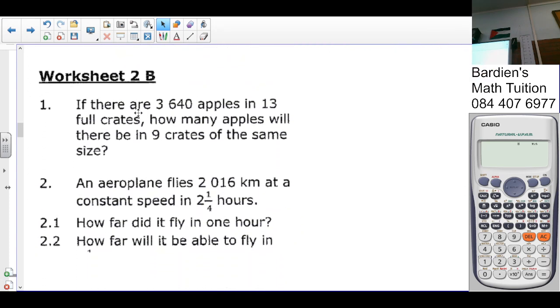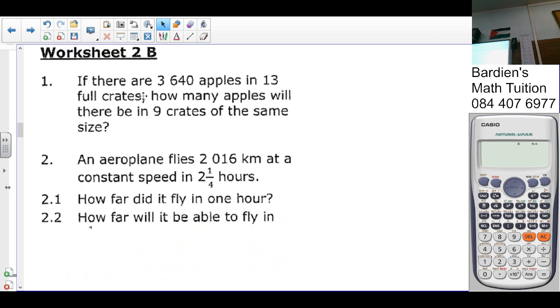Then I asked you to do 2B. Correct? If there are 3,640 apples in 13 full crates, how many apples will there be in 9 crates of the same size? So what I need to do is I need to work out first how many apples there are per crate.